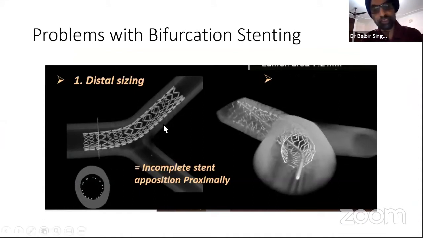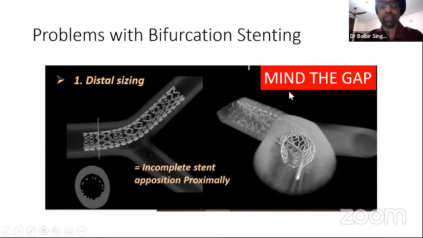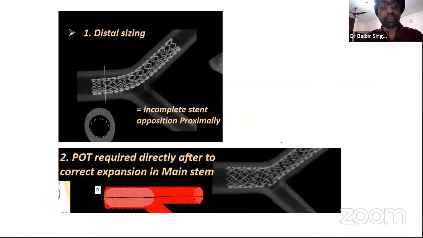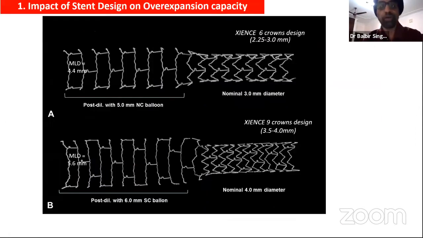Now, bifurcation stenting has always been a problem because of the discrepancy in the distal sizing and the proximal sizing. So there is a territory which we know is malapposed. And when you try to treat this territory, a POT is generally required. And when doing this POT, you have to be very careful of the two problems that could happen: potentially oversizing the balloon and causing a stent deformity.